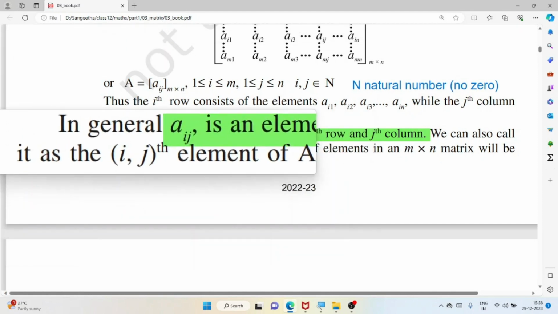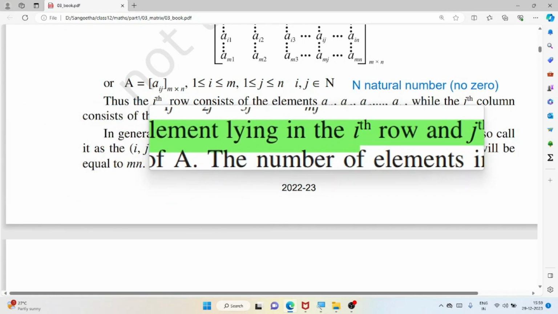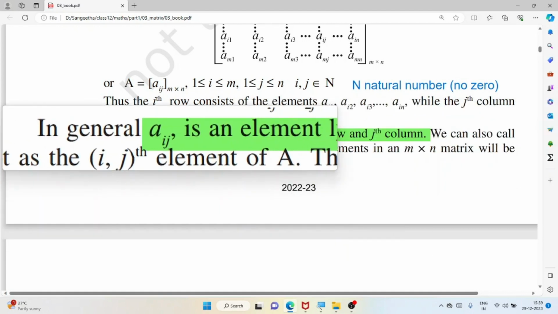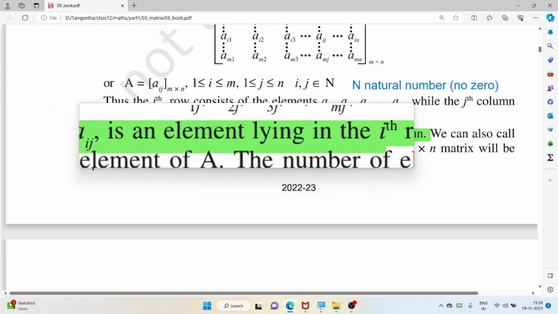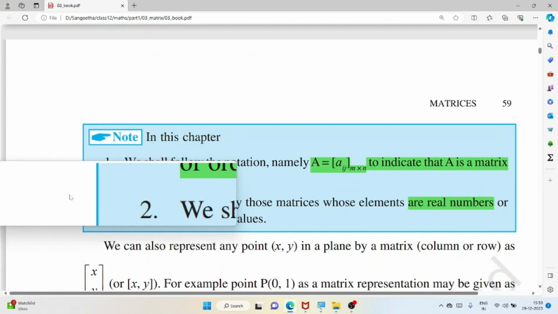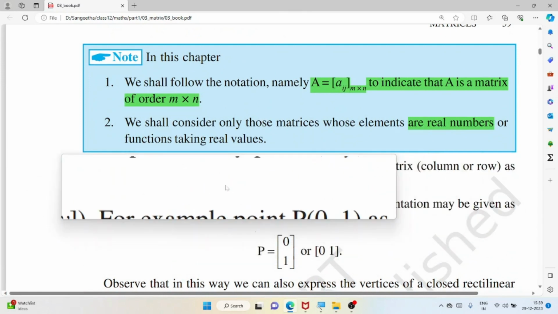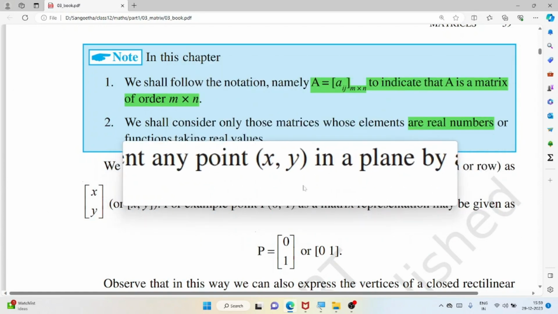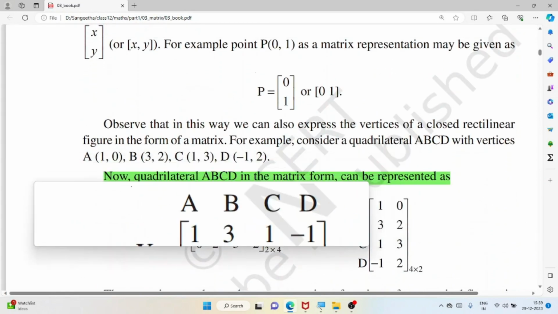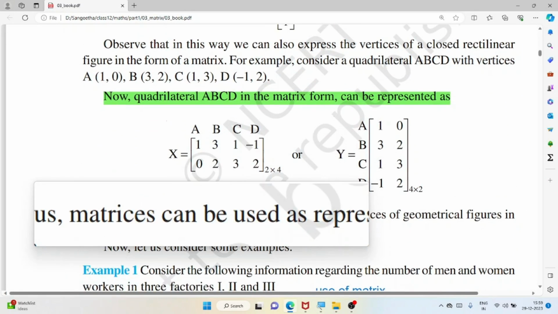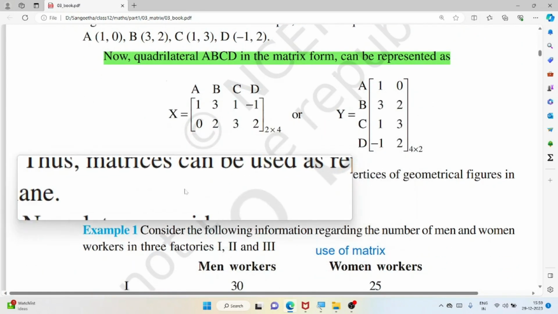See, if you represent an element with Aij, i is representing the ith row and j the jth column. If you represent the element, let us say A12, it means first row, second column. A is a matrix of this order, and these are real number elements. This is how you represent the matrix form.